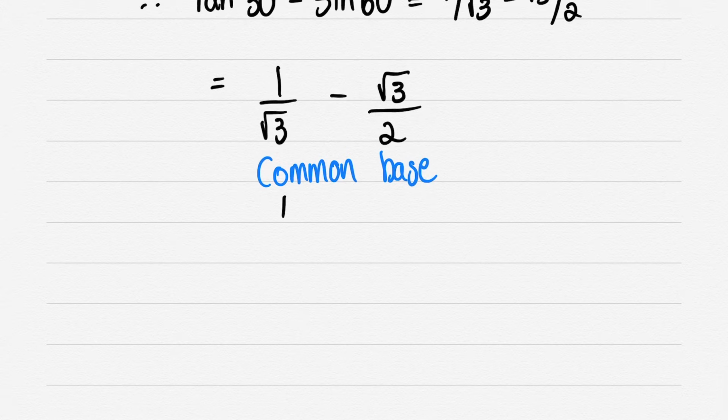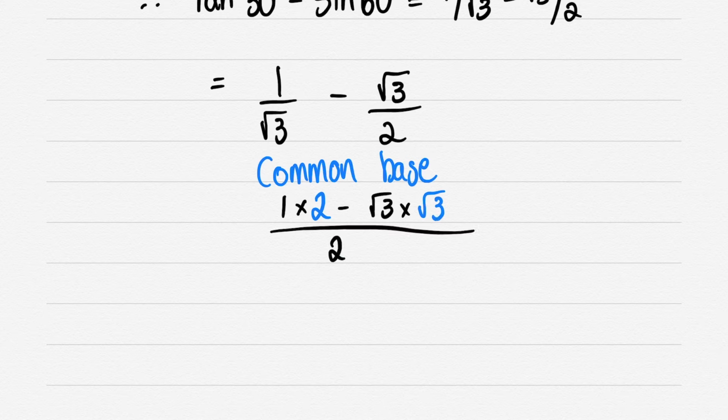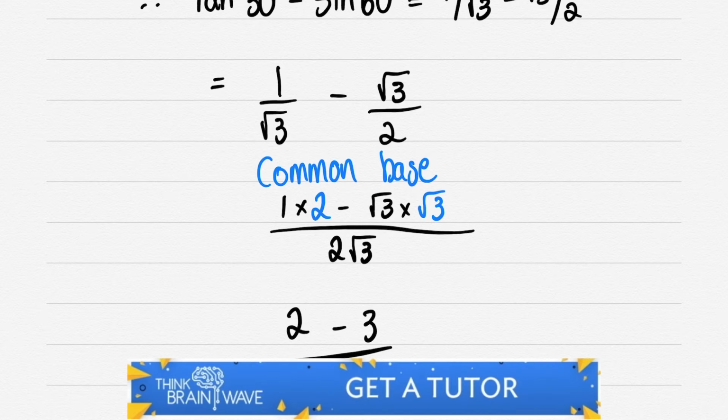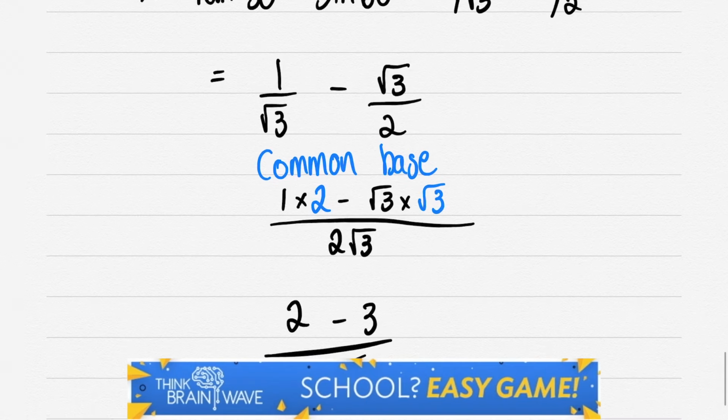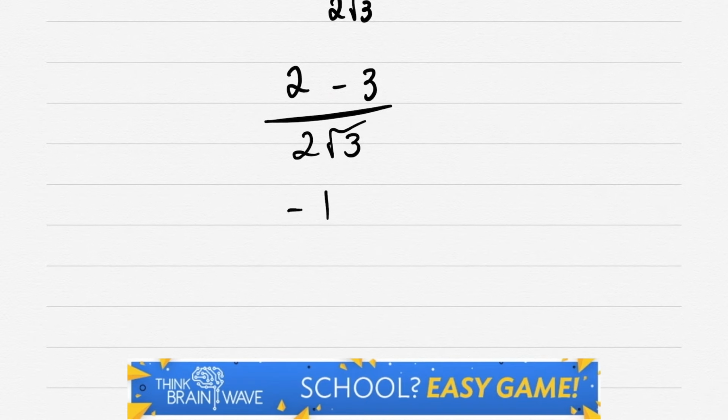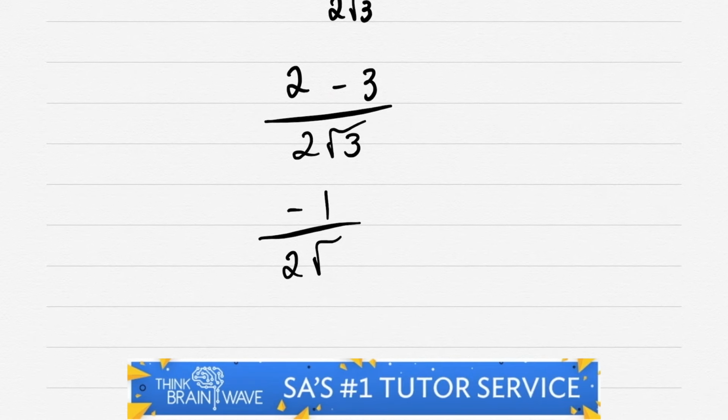And we say 1 times 2, minus root 3 times root 3, all of that over your 2 root 3. On the left-hand side, if you look at the 1 over root 3, as soon as you multiply by 2 times root 3, the root 3's cancel. And you're left with this answer: 2 minus 3 over 2 root 3. So your answer is minus 1 over 2 root 3.